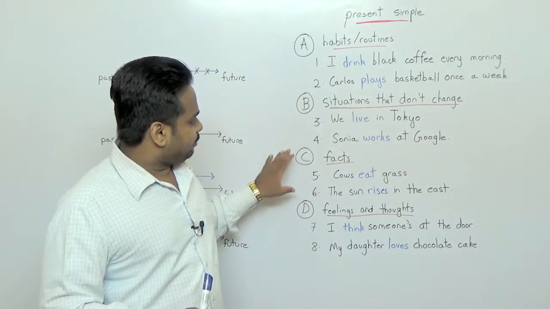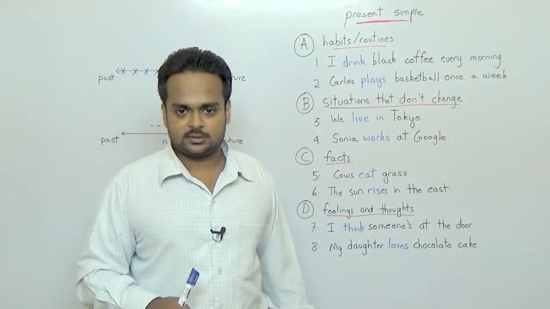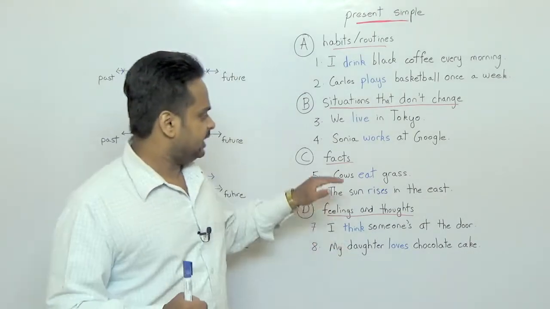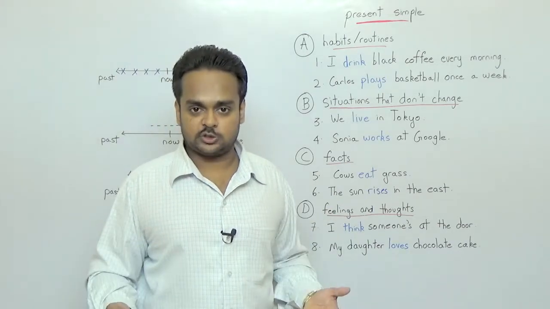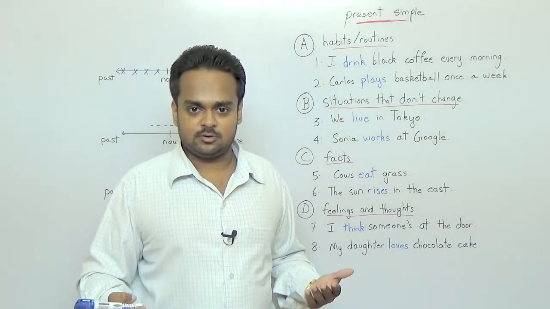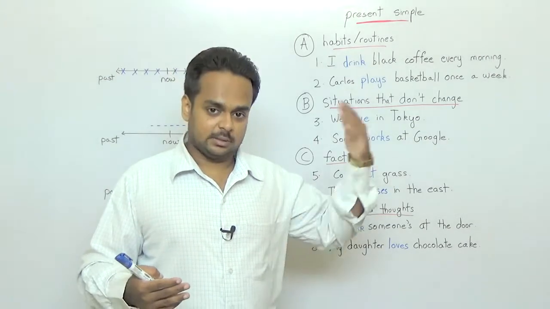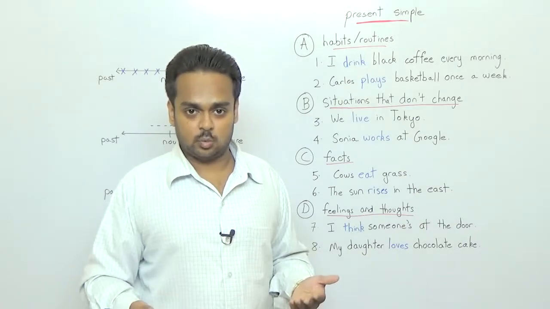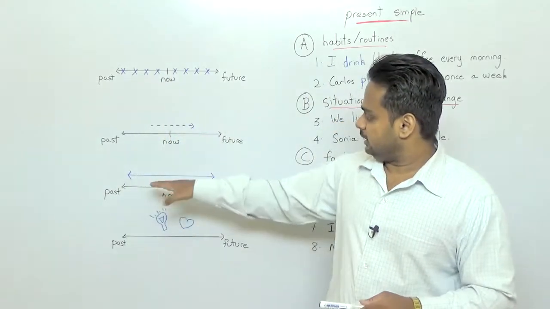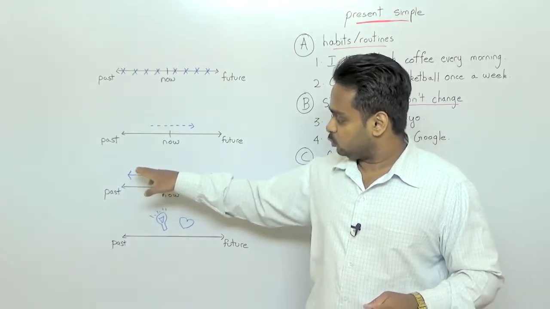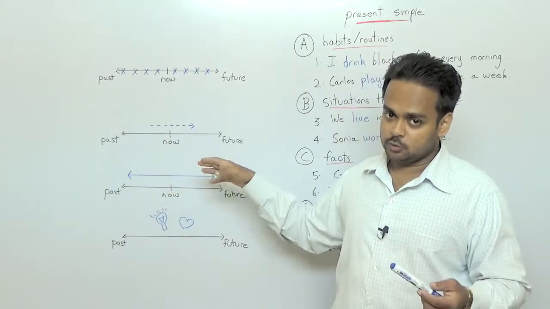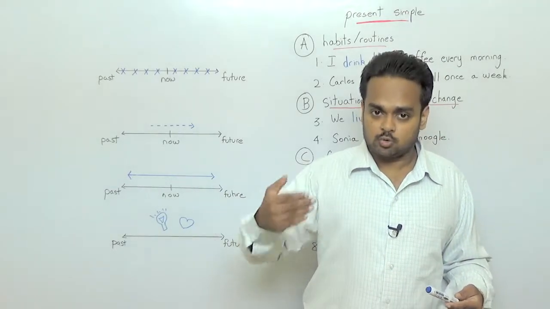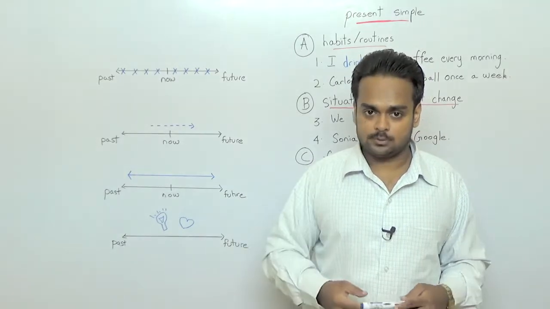Right? The present simple tense is also used to talk about facts. A fact is a truth about the world. For example, cows eat grass. Now, this is always true. Cows always eat grass. They used to eat grass in the past. They eat grass now. And cows will eat grass in the future as well. Okay? So it's kind of like this, where it was true in the past and it's going to be true in the future. It's always true of the world.